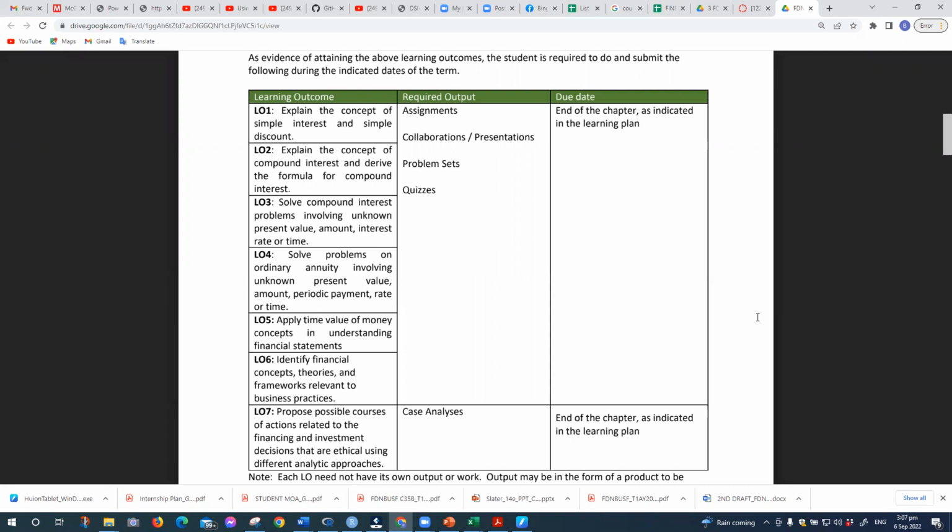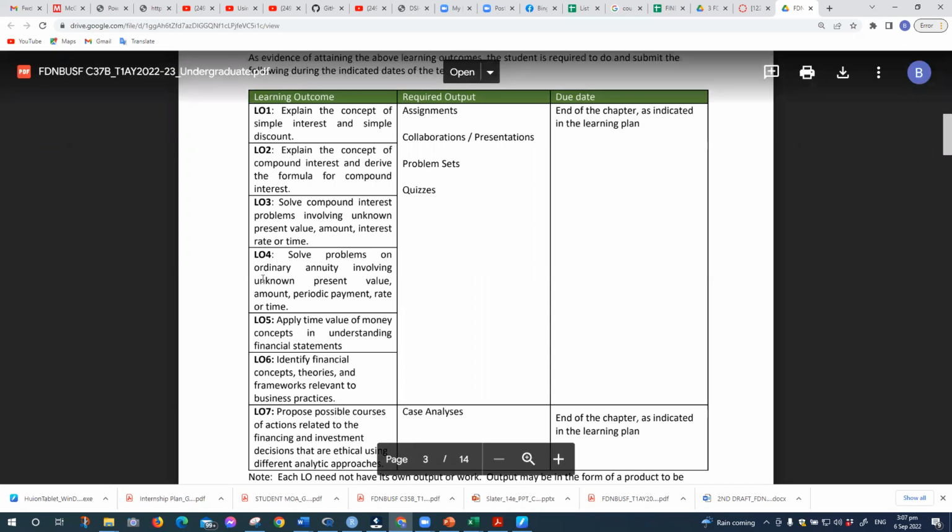Okay. Now, isa pa titingnan natin yung annuity, no? Ito, importante ito. So raise of hands lang, guys, please. Pa-chat na lang. How many among you have heard or know what an ordinary annuity and an annuity due is? Yes or no lang, please. Just a quick poll. Gusto ko lang malaman kung alam na ba ng class to.